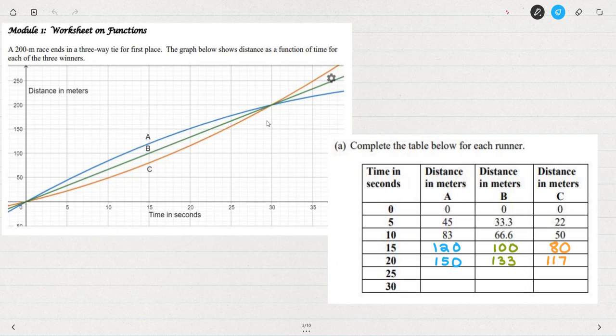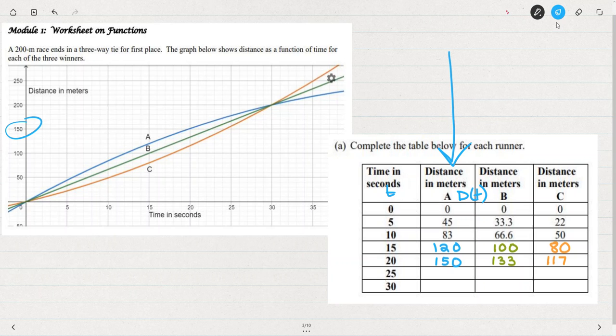So completing the table, what it's asking us to do is fill in those numbers. In 15 seconds, how far had the blue runner A gone? Let's call it 120. At 20 seconds, I'm going to call it 150 meters, and so on. And you could fill in those ordered pairs. So the seconds is the independent variable, and the distance is a function of the time, and that's our dependent variable.